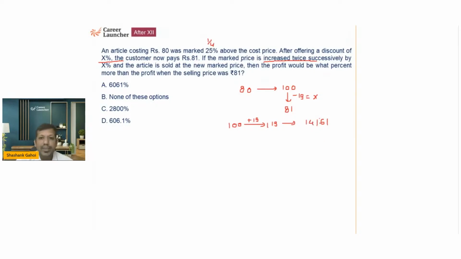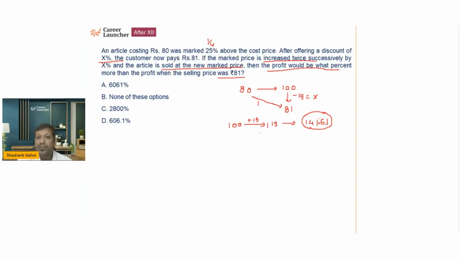Okay. And this is what you are going to get. Now the article is being sold at the new mark price, so basically this is also the selling price. Now the profit would have been what percent more than when it was 80? What is the profit I am getting over here?